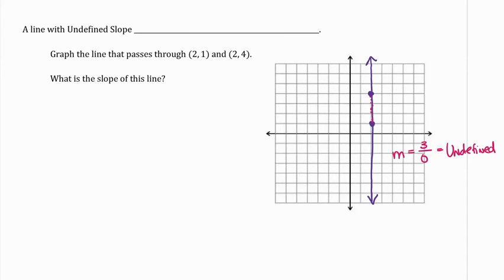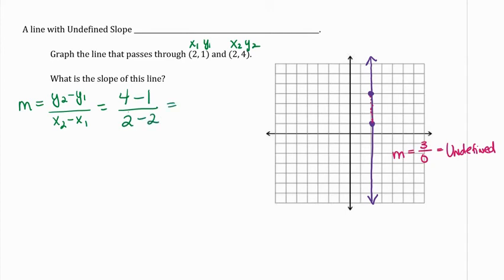All right, let's try this one just so you can see how it works with the formula. So y2 minus y1 over x2 minus x1. I label my points, x1, y1, and x2, y2. And we plug them in. So 4 minus 1 over 2 minus 2. That is 3 over 0, and that doesn't work, right? So our slope is undefined.